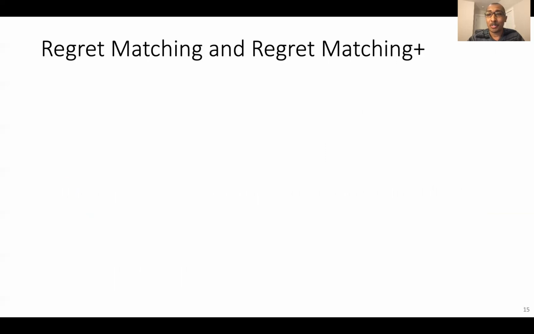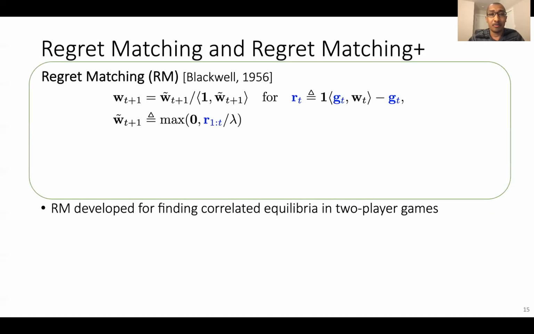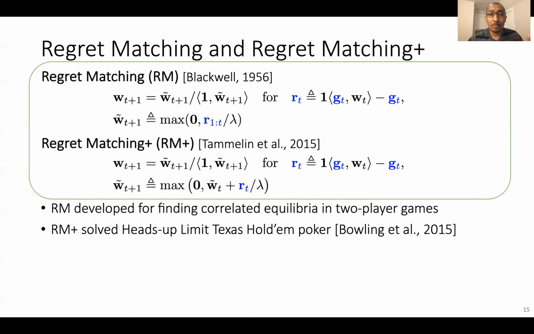To reach our algorithms, we're going to start with two popular strategies for optimizing on the simplex. The first is called regret matching, due to Blackwell in 1956, and was developed for finding correlated equilibria in two-player games. These are what the updates look like. The second algorithm is called regret matching plus. This was designed as an improvement for regret matching and has been used to essentially solve the game of heads up limit Texas Hold'em poker.